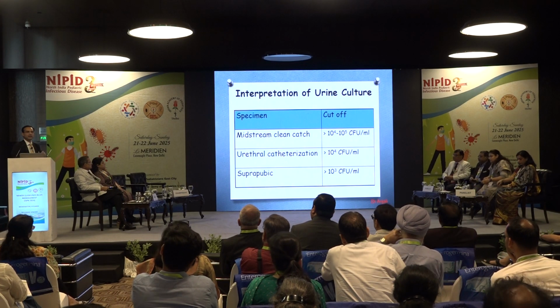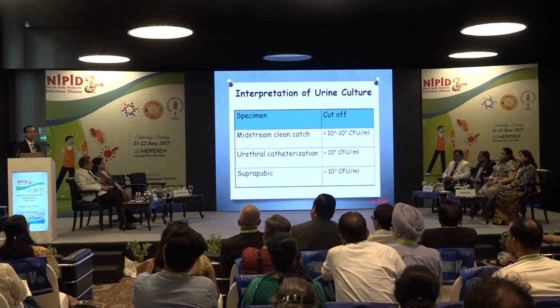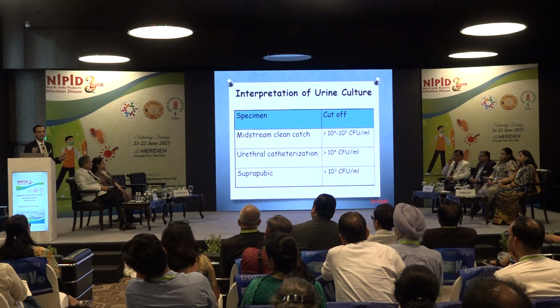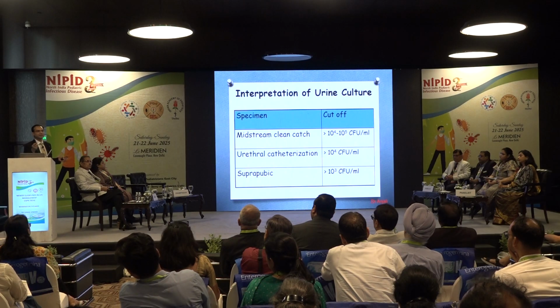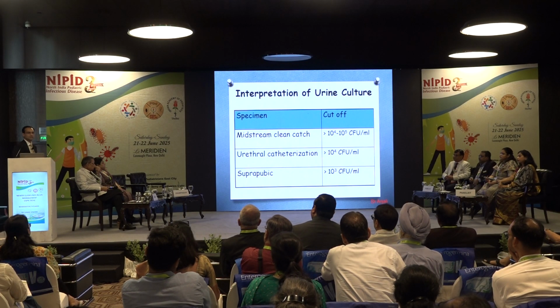Suprapubic initially used to be any number of pathogens. If it is there, it is taken as positive. Now it's 10 power 3 because majority of the times, a lot of labs are not going to report as 10 or 100. They'll just say less than 10 power 3, more than 10 power 4, more than 10 power 3. So hence this has been replaced and it has also increased the sensitivity.